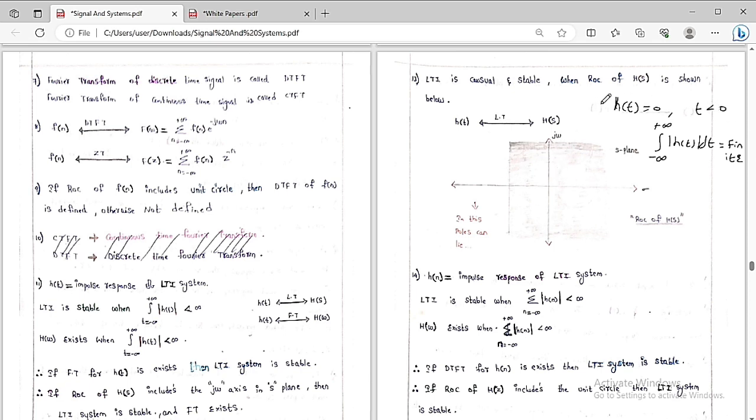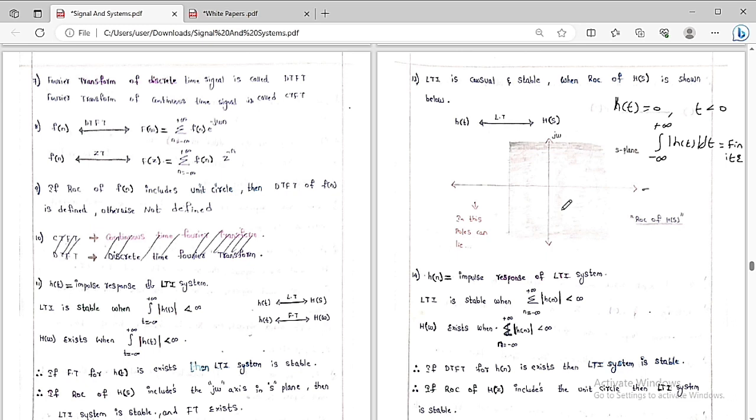So we can say whenever the LTI system is causal as well as stable, then H of t is a right sided signal. So the ROC should be right sided, and also the system is stable, which means H of t is absolutely integrable. It means that the Fourier transform is also going to exist. Therefore we can say the ROC should even include the j omega axis.